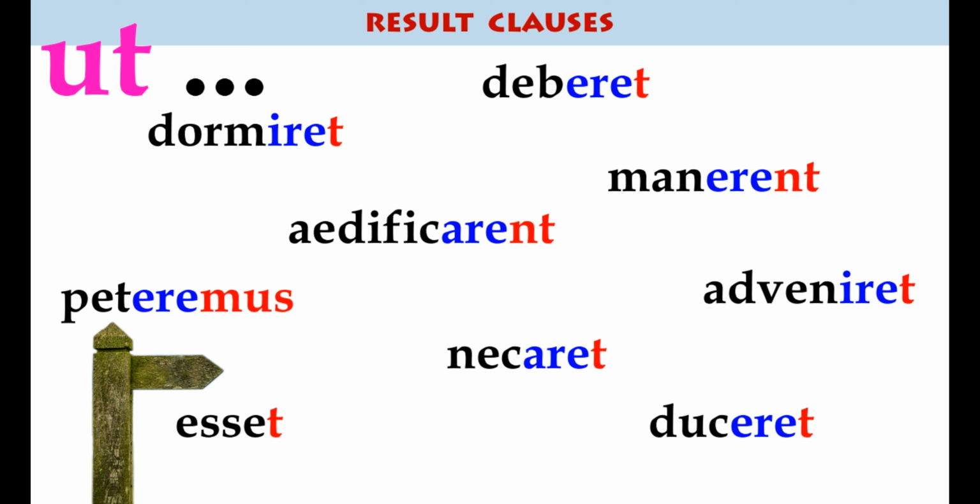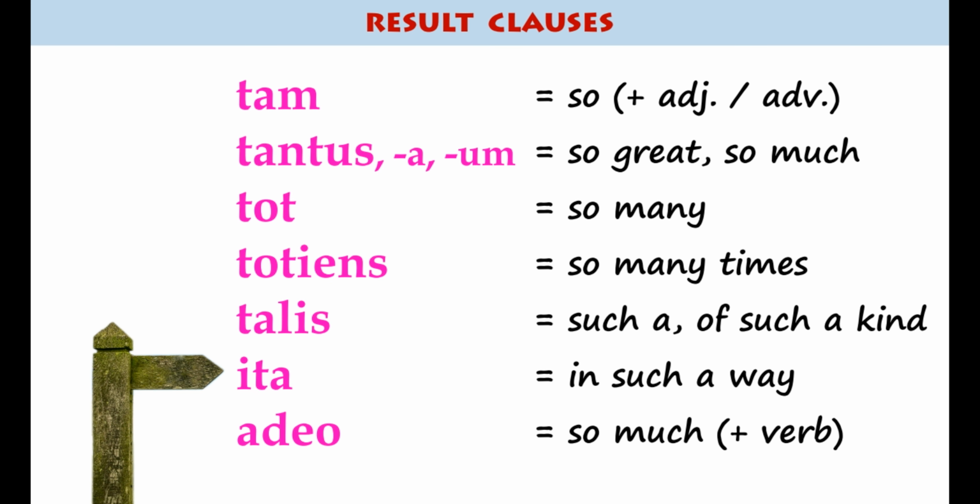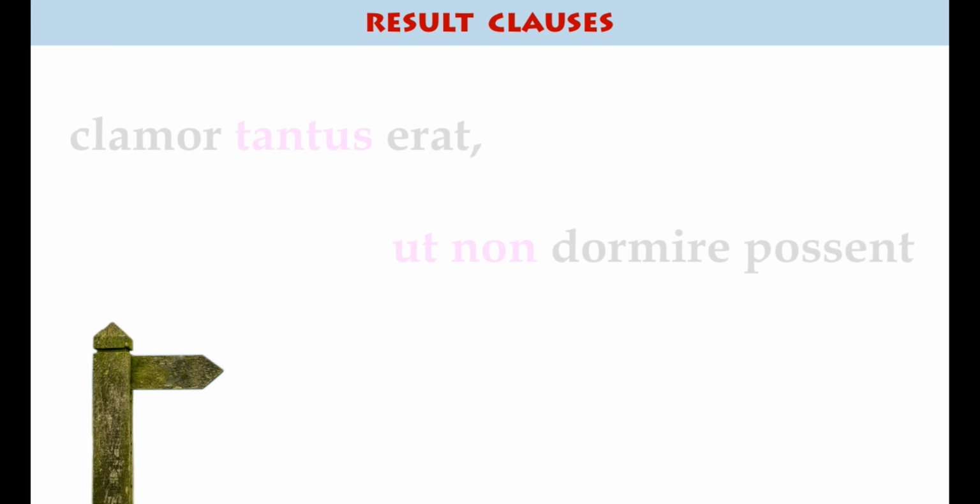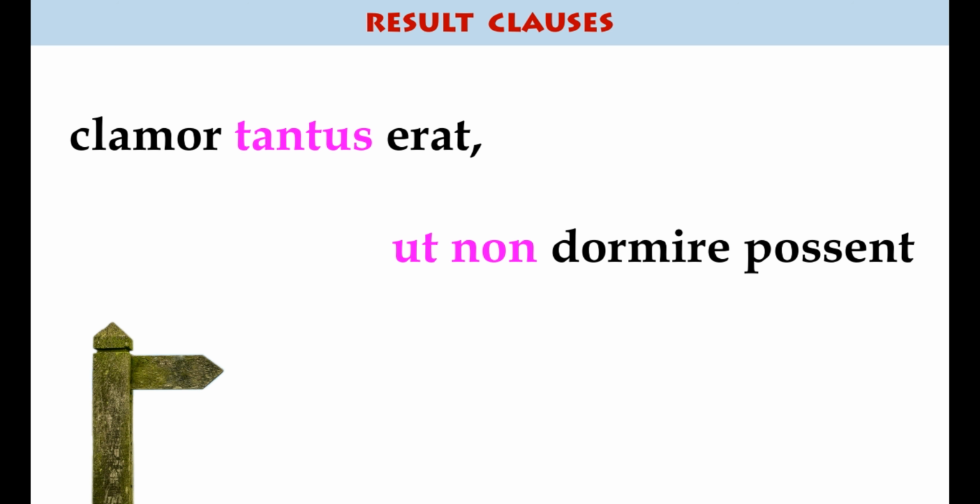So let's have a look at that signpost word. There's only a handful of them to learn. Here they are. These are what you're going to need for GCSE. The most common one is tam, but you'll also find a few of the others sprinkled around. Ita comes up here and there, and so too does tantus. So great, so big. There was such a great noise that they could not sleep, for example.